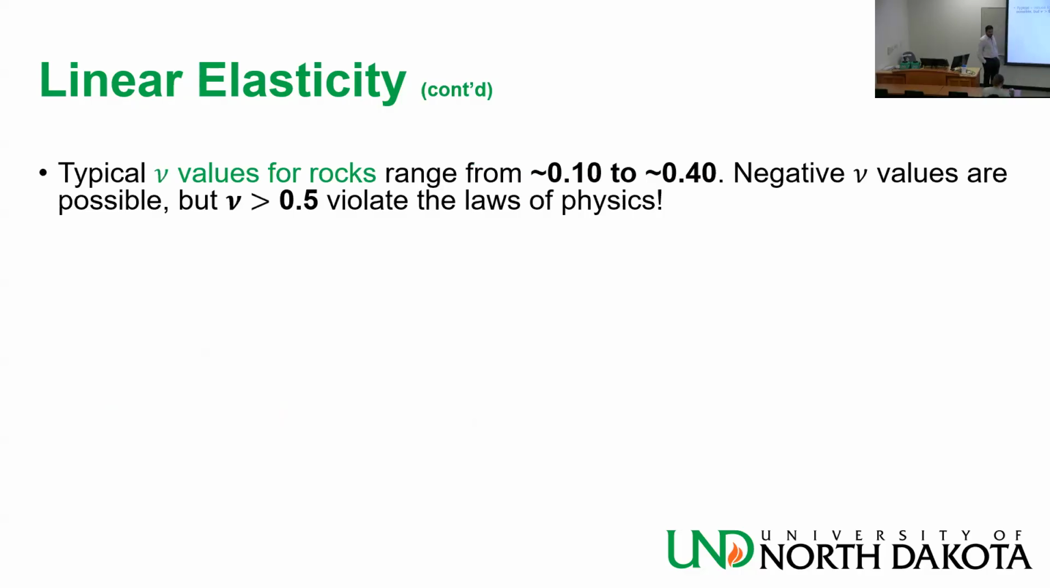It's possible to have a material that has a negative Poisson's ratio. A foam has a negative Poisson's ratio, something that expands in all directions. The cork of a wine bottle has a negative Poisson's ratio. Cork.